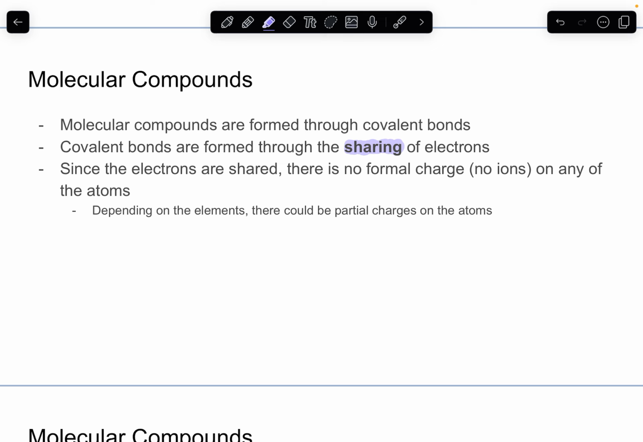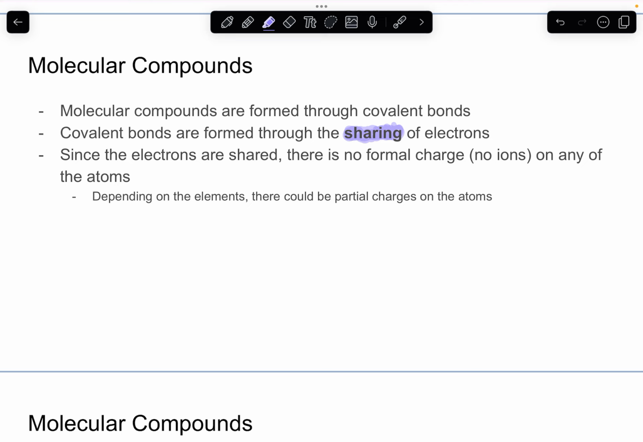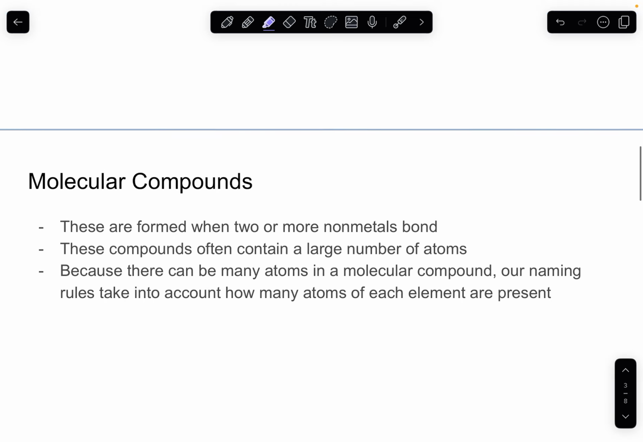Transferring those electrons creates ions. We do not have that here because atoms are sharing electrons. Since the electrons are shared, there's no formal charge. We're not making any ions here. Depending on the elements, there could be partial charges. Really, the only compound we're going to have to worry about in terms of partial charges is water, and we'll cover that in its separate unit.